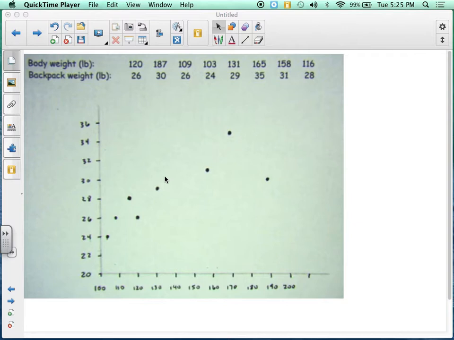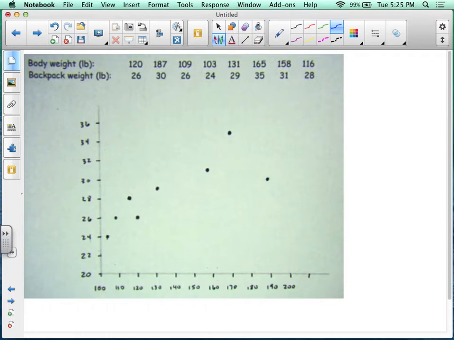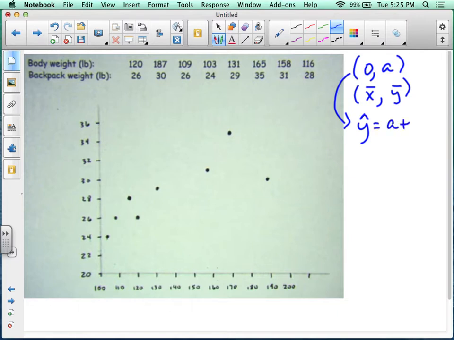What we're going to do is we need the y-intercept. So we need the point 0, a, and we need the point x bar, y bar. Now remember, this one comes from y hat equals a plus bx. Okay? So we're going to concentrate on that.